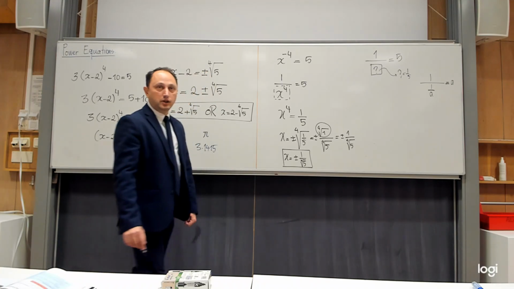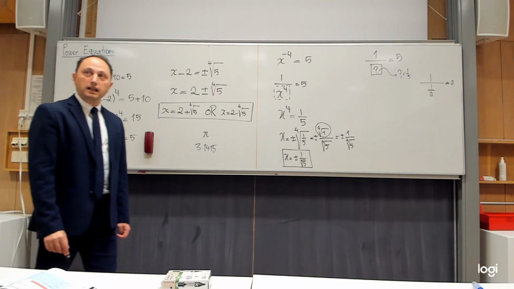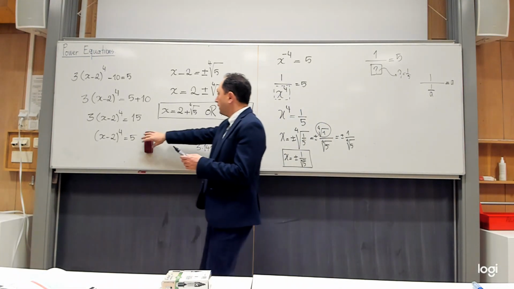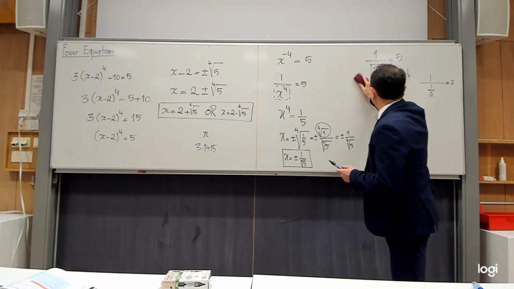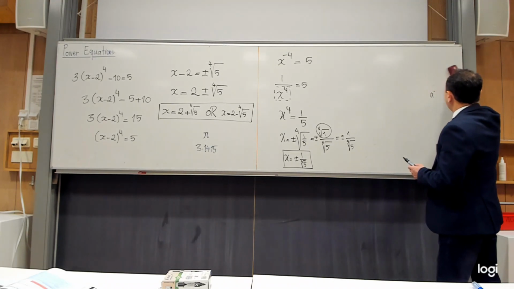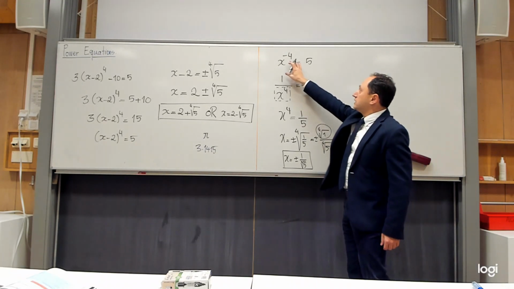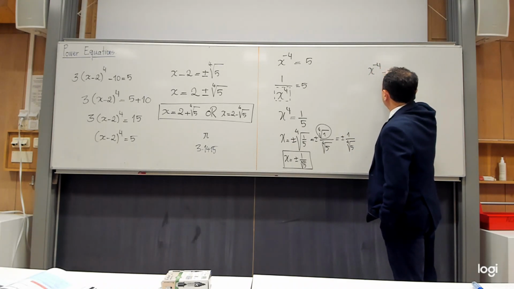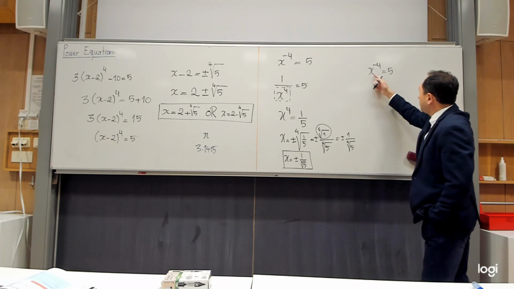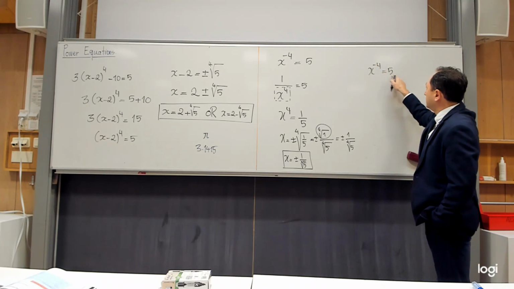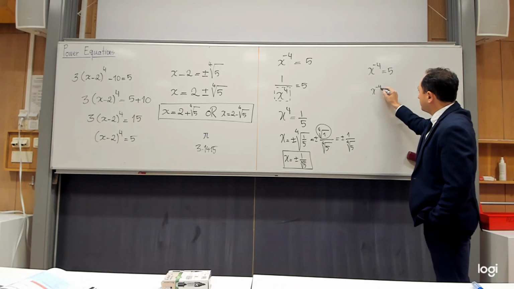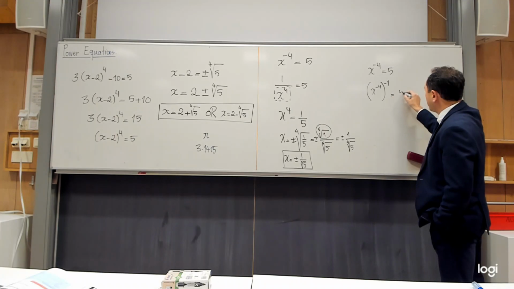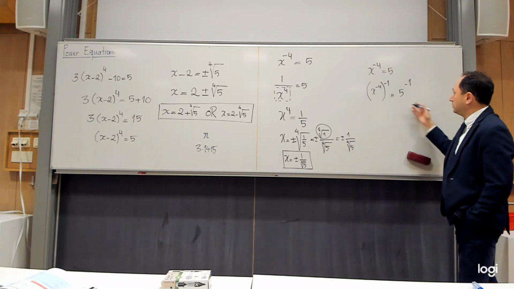This is one way of solving the problem. Let me solve it another way. The second way that I want to solve it will be useful for all cases, by the way. If I want to get rid of this, what can I do? For example, x to the power of minus 4 is 5. Then, if this is equal to that one, x to the power of minus 4 to the power of minus 1 is equal to 5 to the power of minus 1. Do you agree with me?